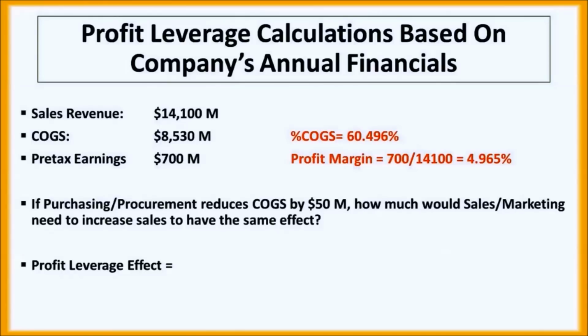So what we're asking is, how much would sales and marketing need to increase the revenue in order to get a jump of $50 million in terms of profit, just like purchasing and procurement did by reducing cost of goods sold by $50 million. So this is a calculation we did in class. There will be no formula given on the exam. So this is one that you're going to have to memorize. Let's see if you can remember how to do it. Why don't you pause the video and see if you can figure this one out.